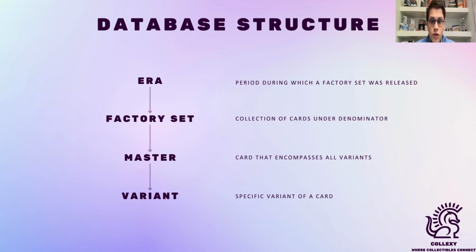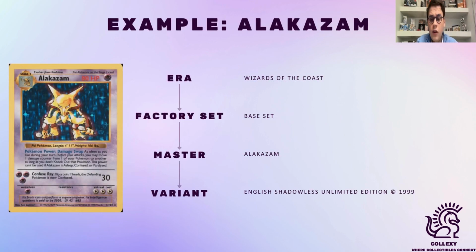It is essential to understand that for every card there is only one single master, while there could be, and usually are, multiple variants per master. For example, we take a look at Alakazam, the first card that was printed in the base set with the number 1 out of 102. The base set is a part of the Wizards of the Coast era and has a total of 102 cards. Therefore, there are 102 masters. The Alakazam is the first master of the base set.